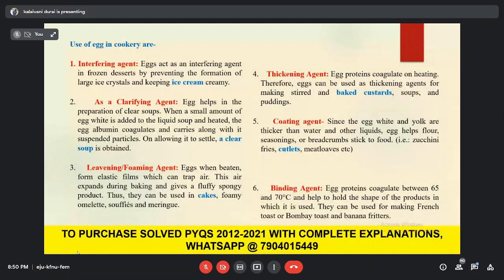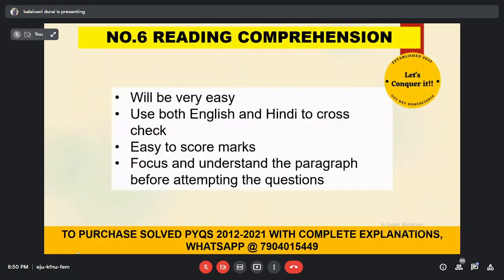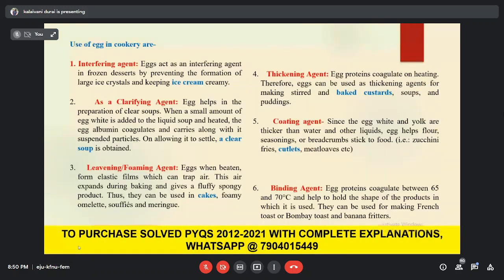जो लोग already PYQs you have bought, this is there in your PDF. You can study from that as well. Okay, I'll just tell which is what.